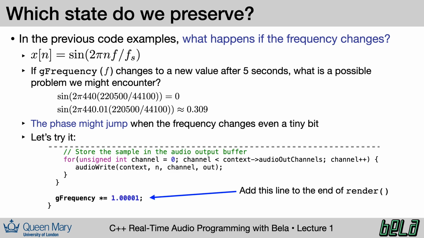Now, try it for yourself. Go back to the code that you just wrote and add this particular line to the end of it. gFrequency *= 1.00001. And this goes right at the end of render, after the end of all the for loops, but right before the very last curly brace. So pause the video here, try this now, and see what it sounds like.